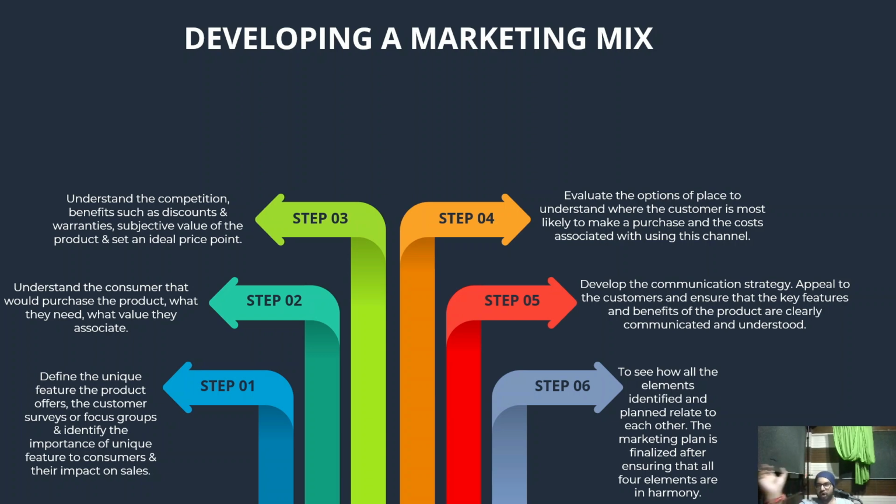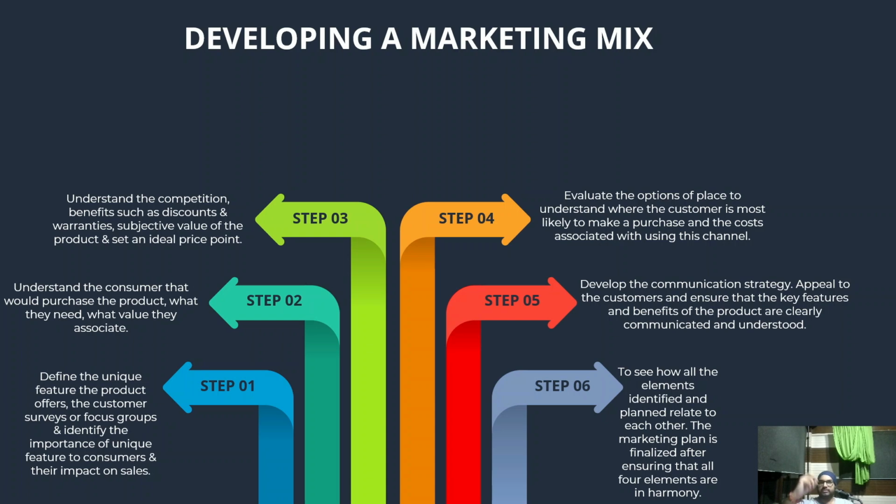All these items, all these decisions have to be taken care of in step number four. In step number five comes the communication strategy. Basically, you are trying to appeal to the masses. You are trying to transfer the knowledge of your product to the customer. You are trying to tell them about the key features of your product. You are trying to tell them the benefit they will get when they buy your product. So basically, the transfer of the information.